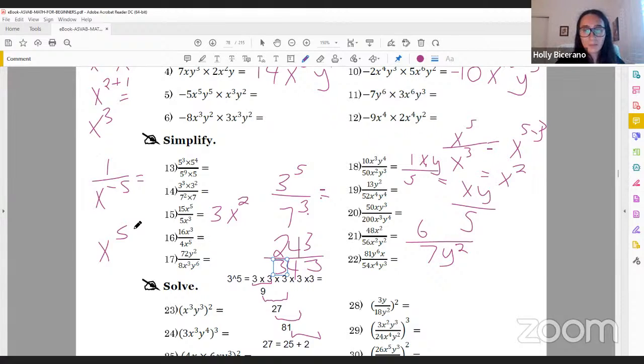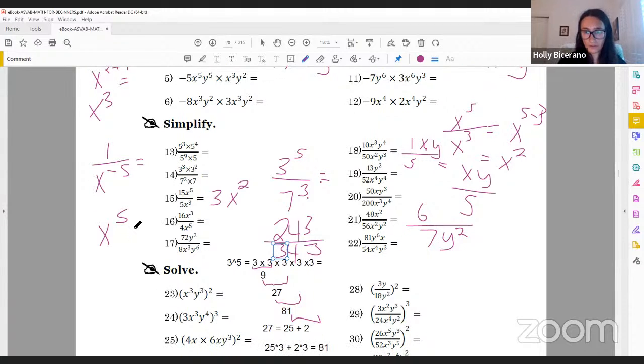So let's take a look at a problem with the negative exponent rule, just so you can see how this works in the problems. Okay, so let's do number 16. With number 16, we have the numbers first. That's 16 divided by 4, which is just 4. And then we have x to the power of 3 divided by x to the power of 5. This time we have 3 minus 5. That's -2. So it's x to the power of -2.